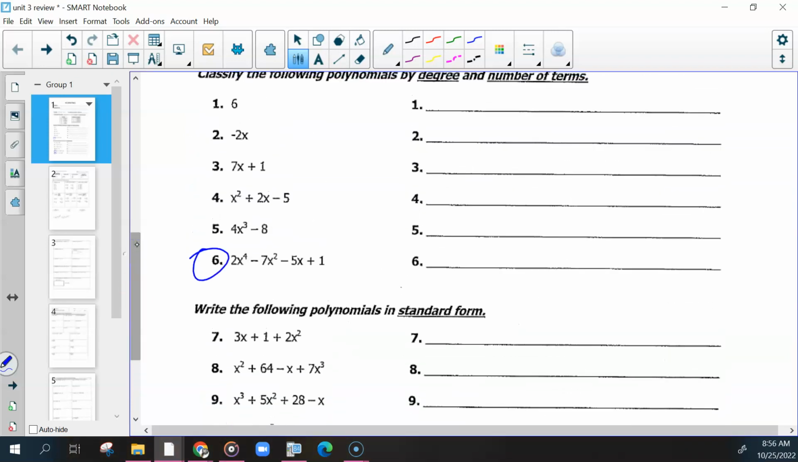So degree, look for the highest exponent on 6. What is that? 4. And in your table, degree 4 is called what? Quartic. So if you just put 4, that's only going to give you partial credit. You need to tell me what degree that actually is, what name that is. How many terms do we have? 4. So in your number of terms, that would be classified as a polynomial. So if you just put there are 4 terms, that's only going to be half credit.